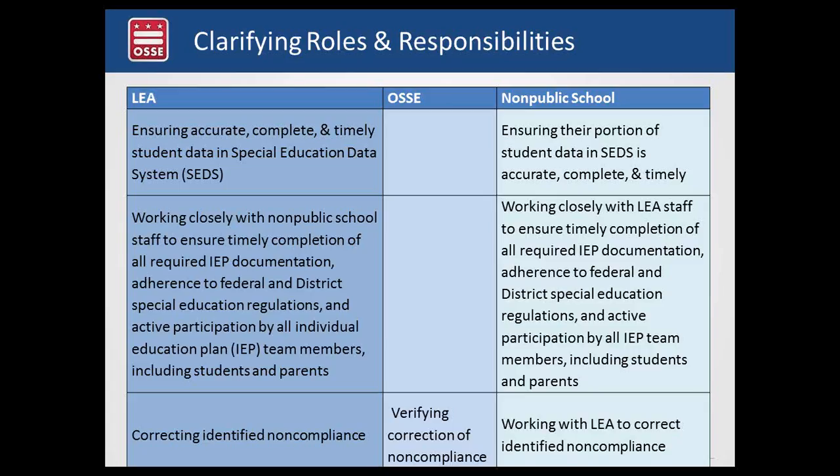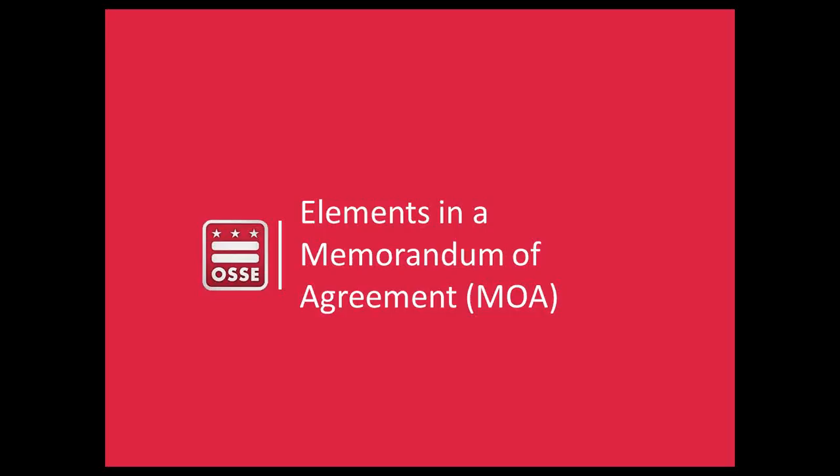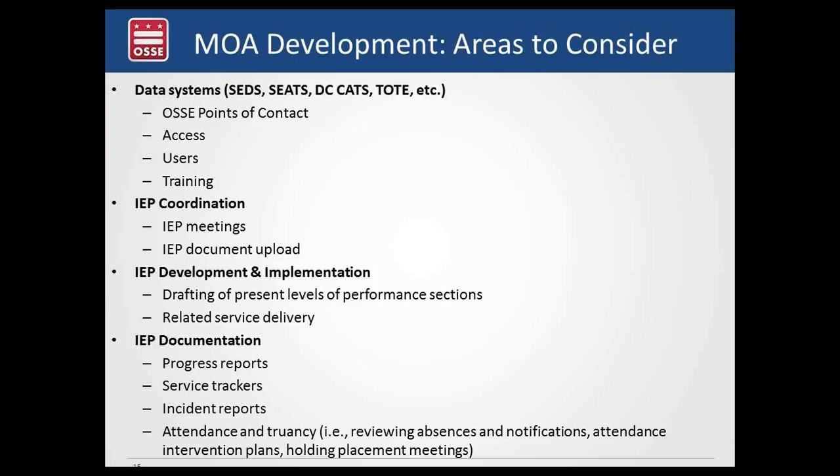So, in the next couple of pages, there are more elaborated responsibilities with regard to OSSE's role, the LEA's role, and the non-public school's role as well. But in the interest of time, we're going to skip through those and really get into the meat here in terms of looking at the areas to consider in developing a memorandum of agreement. So this is not an exhaustive list, but areas that we've encountered through our various monitoring processes where we see issues of noncompliance come up, examples of ineffective collaboration between the non-public school and the LEA, which lead to a variety of issues for students and IEP documentation.